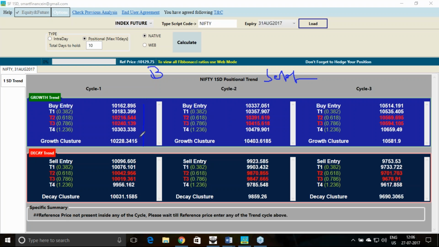So first let me look into the trend, how the trend will be behaving in this particular case. So if currently it is at 10,130, if it is crossing 10,163, then my first cycle trend is there till 10,300. My second cycle trend will be having a trend till 10,479. So in this case, I don't have any problem because I have a future long.